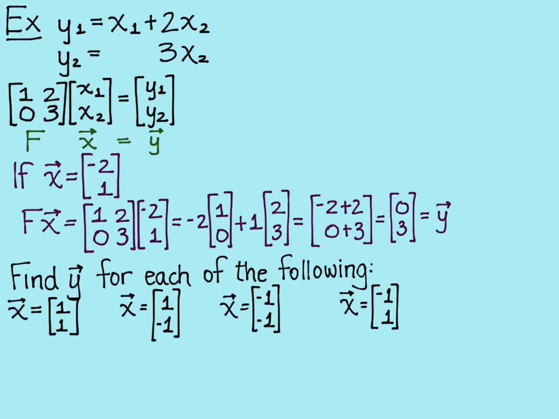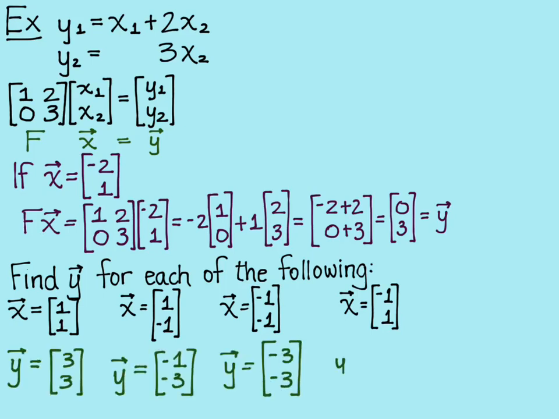Okay, so hopefully you paused the video and you were able to find the vectors y corresponding with each of these vectors x. You should have gotten that y corresponding to (1, 1) would be the vector (3, 3). Y corresponding to the vector (1, -1) should be (-1, -3). Y corresponding to the vector (-1, -1) should be (-3, -3). And y corresponding to the vector (-1, 1) is (1, 3). So in each case, we just took the matrix F and we multiplied it by the vector x.